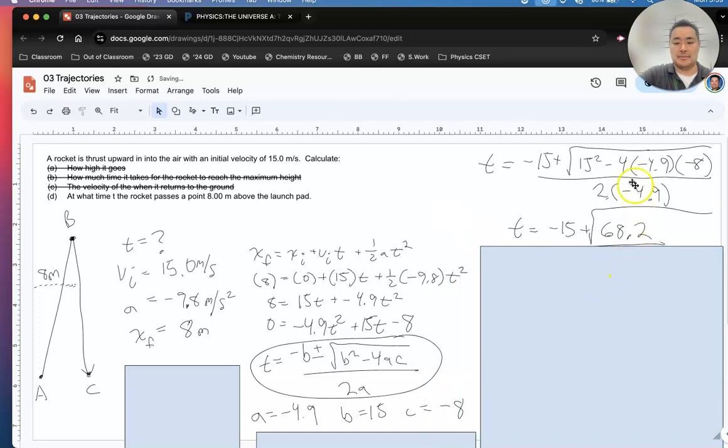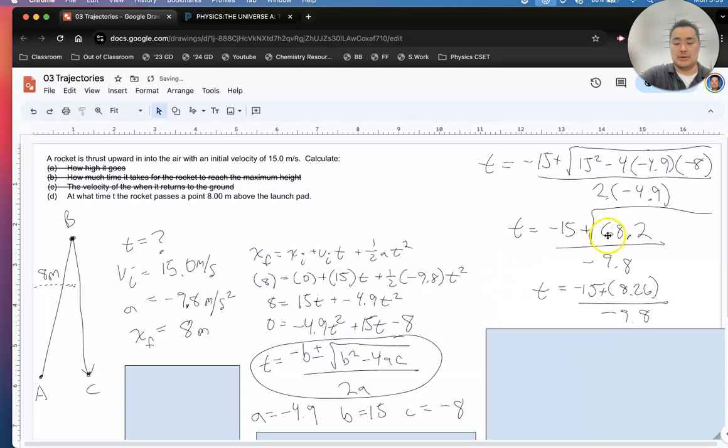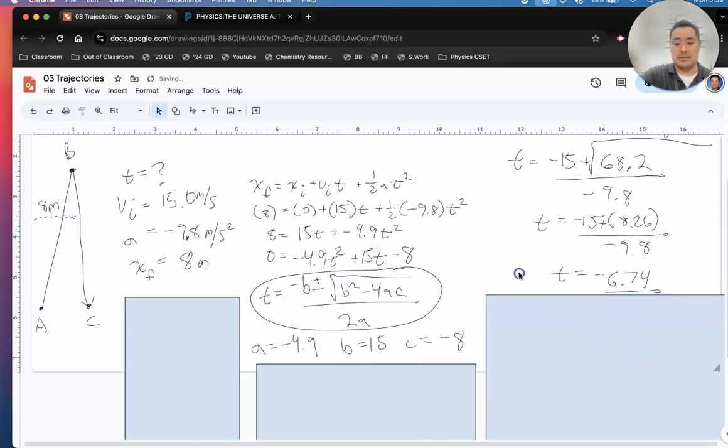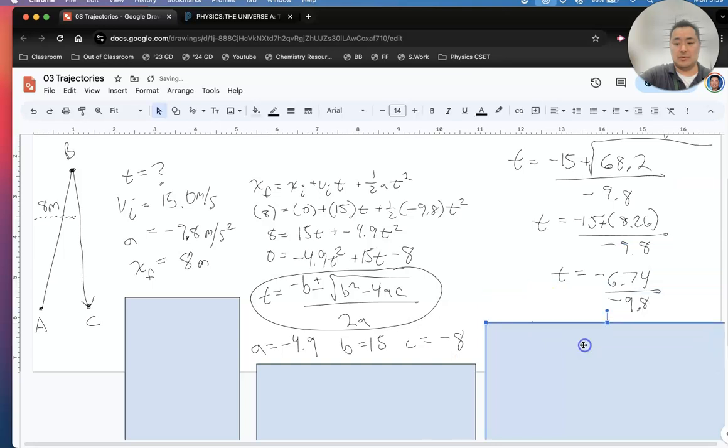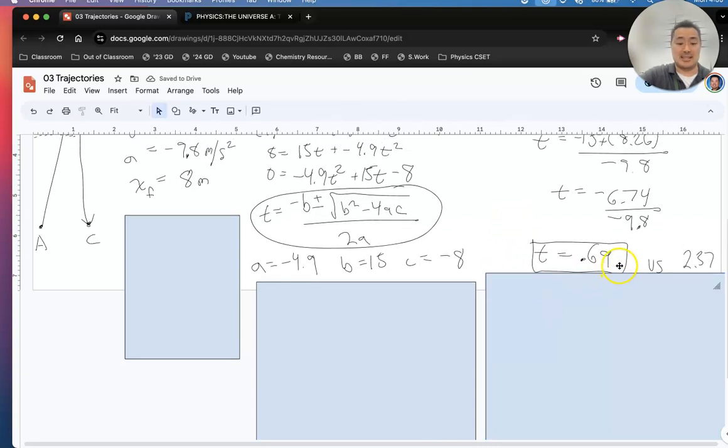Simplify the inside of the square root. Multiply 2 times negative 4.9. The square root of 68.2 is 8.26. Add that to negative 15, and then divide by negative 9.8. You get negative 6.74 divided by negative 9.8. Your final value is 0.69 seconds.